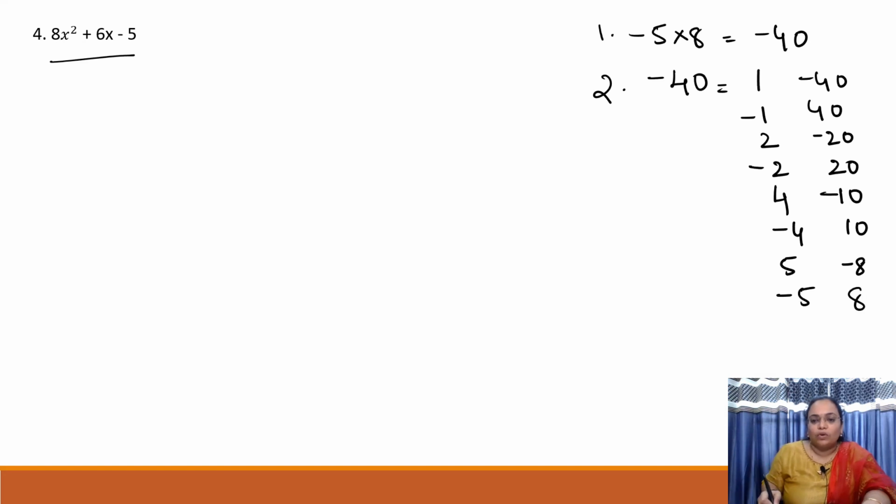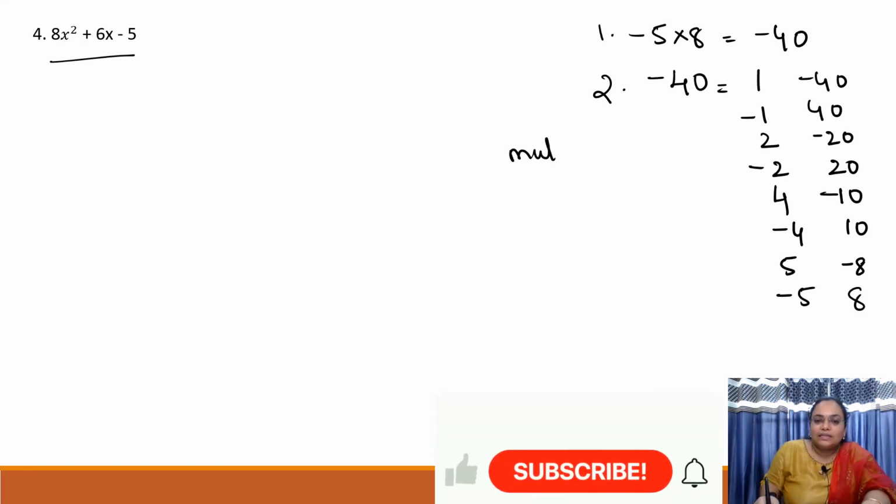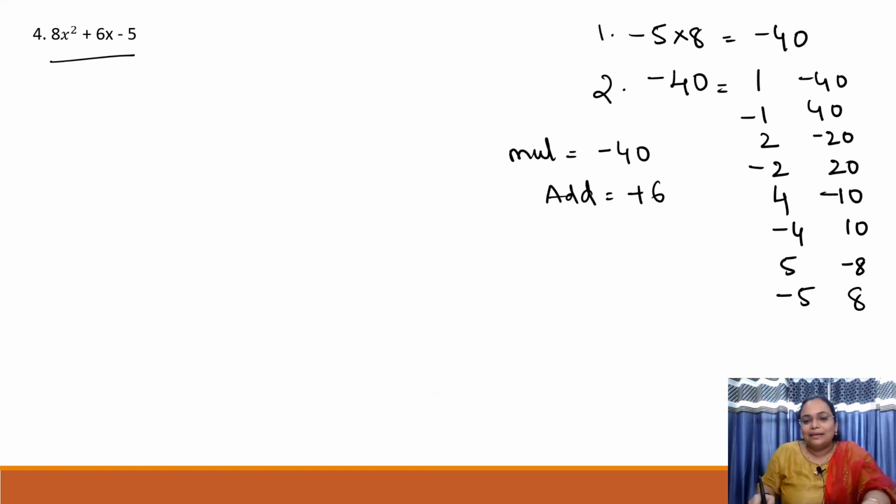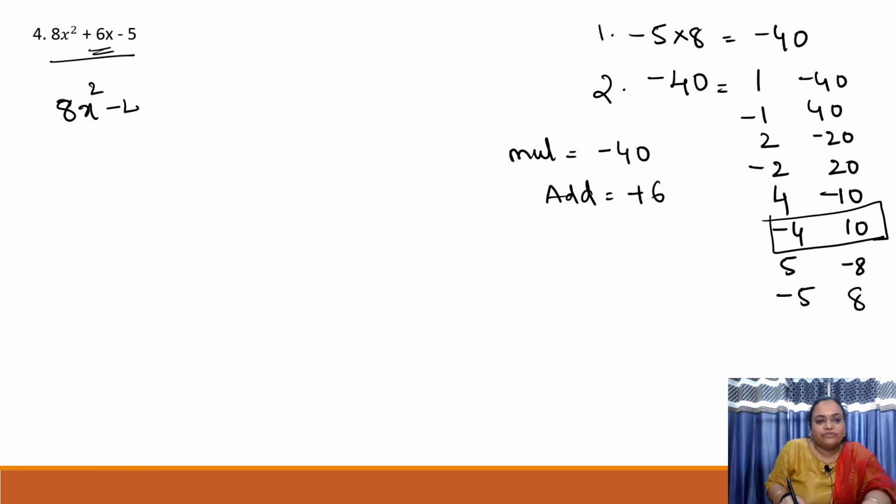Okay. So if you multiply these two combinations, you need to get −40, and if you add them, you need to get the middle term as +6. So I am taking this combination. Yes. So let us split the middle term now: 8x² − 4x + 10x − 5.